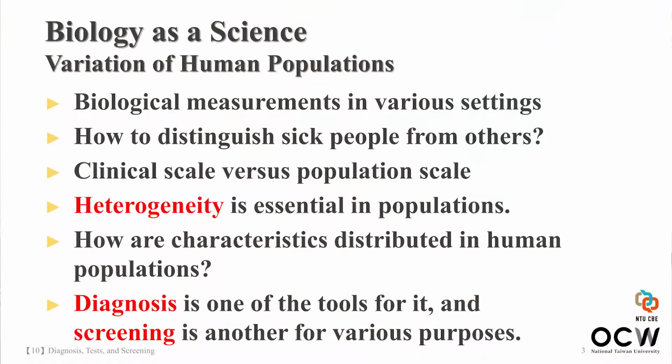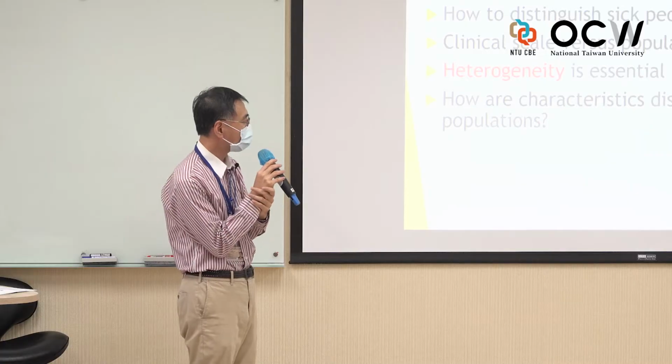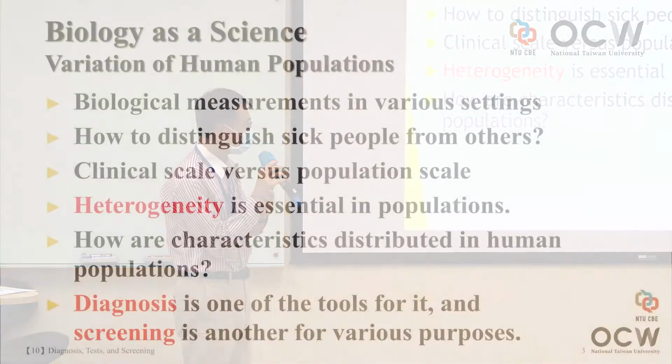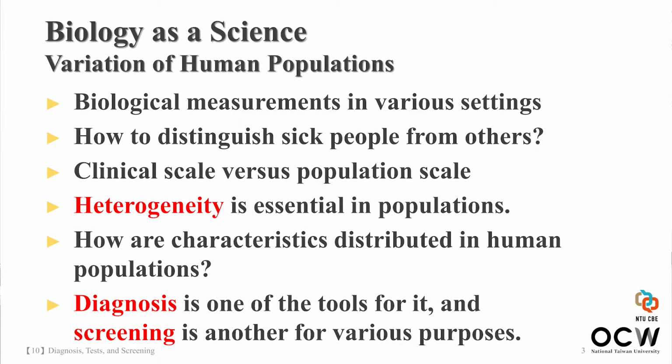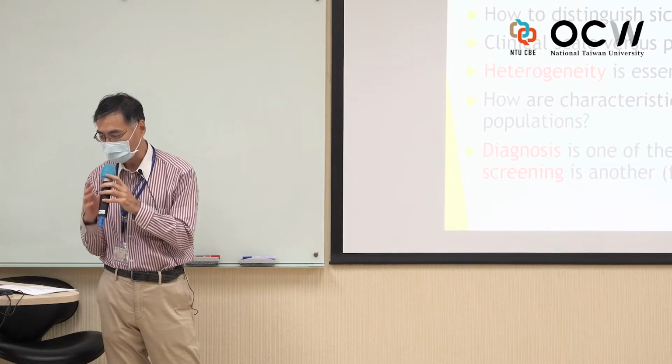One of the assumptions is that heterogeneity is essential in populations. That's what we observe in nature. So there are a lot of issues we have to consider, like the characteristics of the study population, distributed in human population. That will be something we need to consider before we could start to apply a screening tool to detect diseases among the big population.